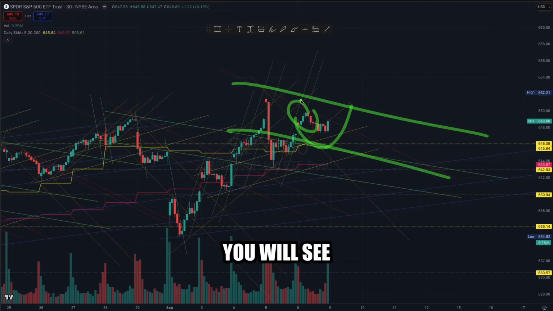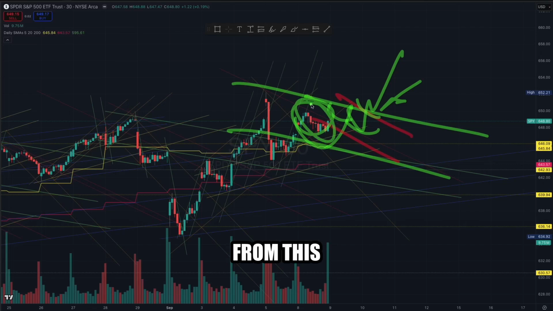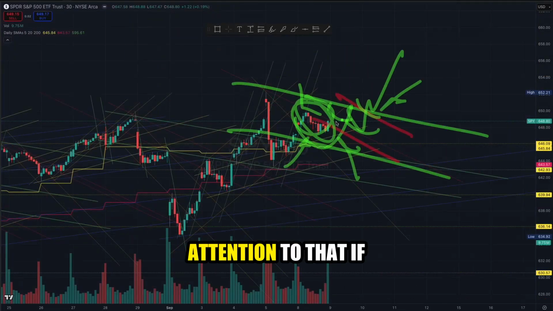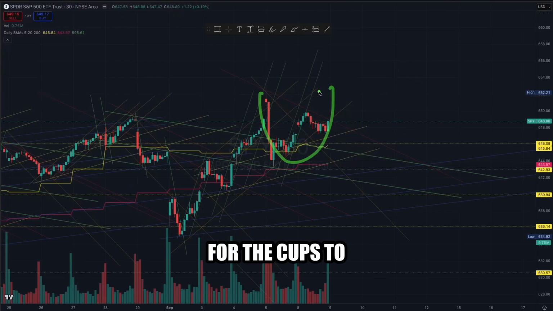In that case, you will see more liquidity being built right here, grabbing the liquidity from this particular level that we were building today. So pay close attention to that. If that happens, this will be ideal. Otherwise, wait for the cups to close.